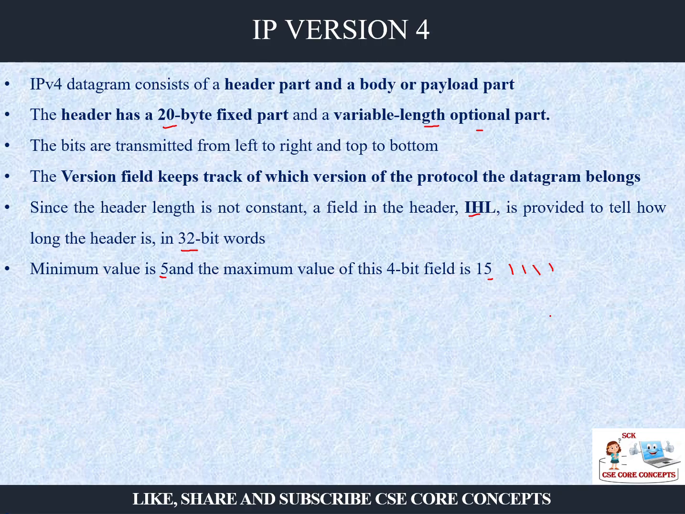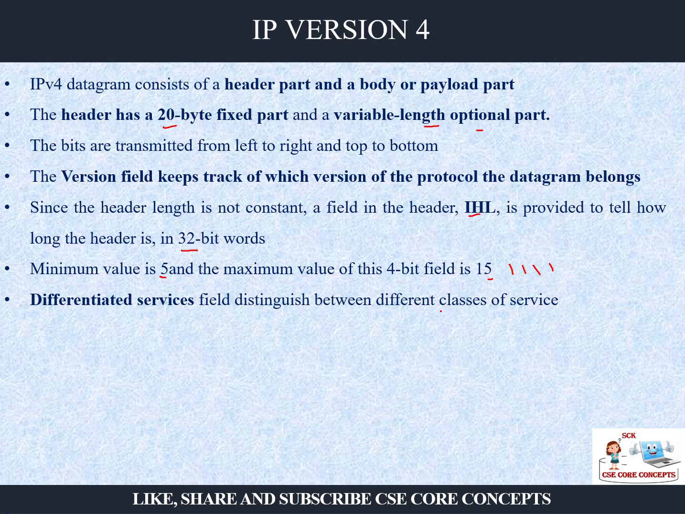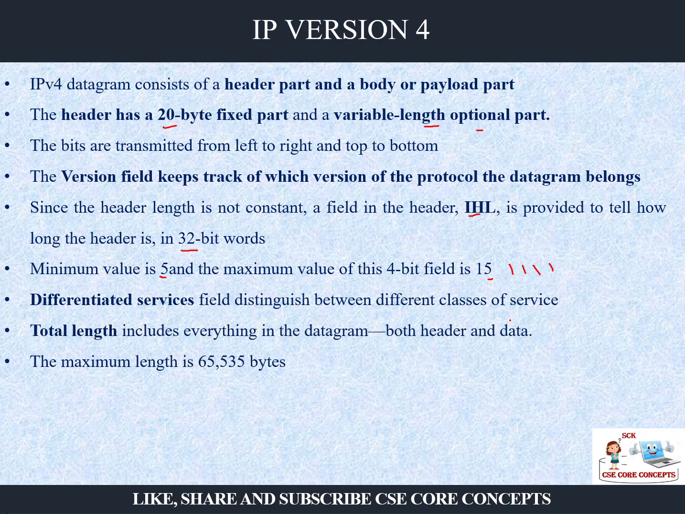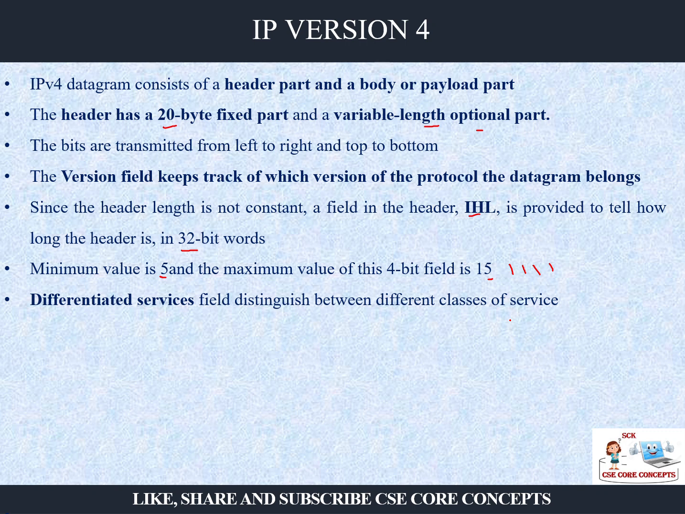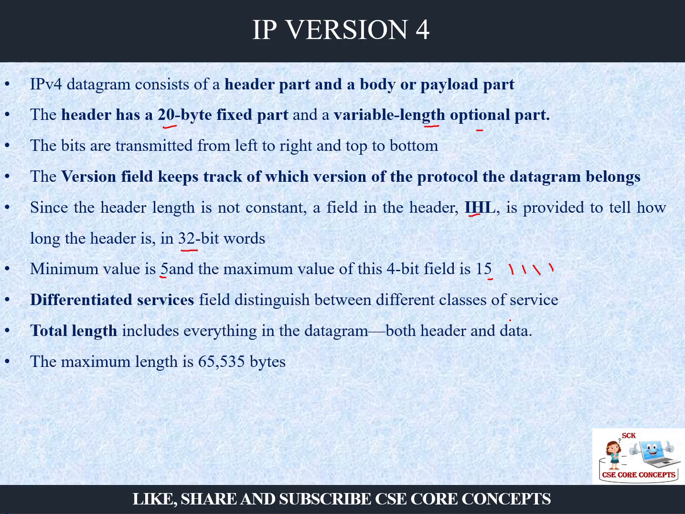The next field is differentiated services, which tells us the different classes of service. There are various classes of service, class A, class B, like that. So which class of service you are using. The total length is the total length of the header as well as the data. Every IP datagram will contain a header part and a data part, right?